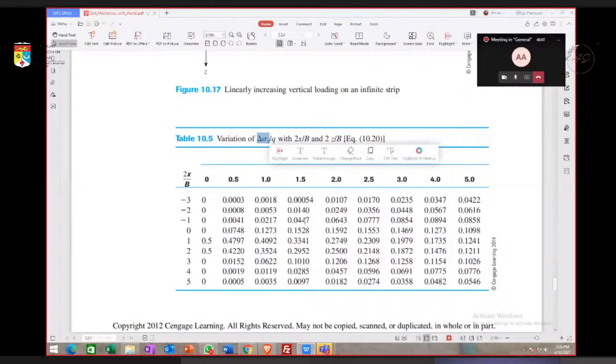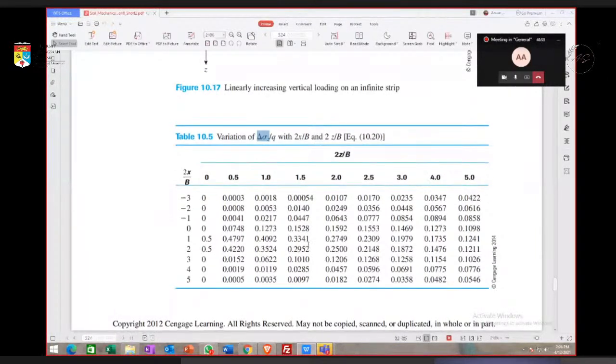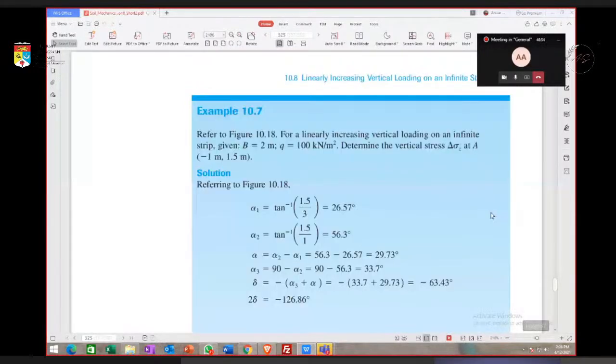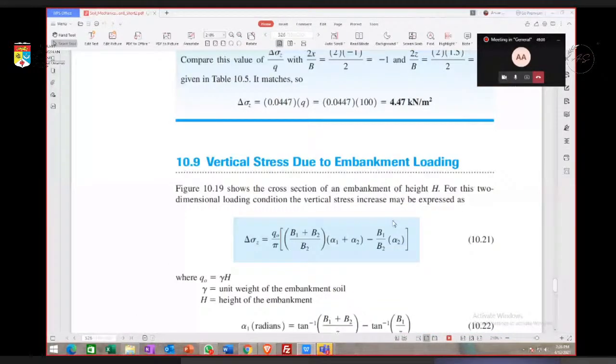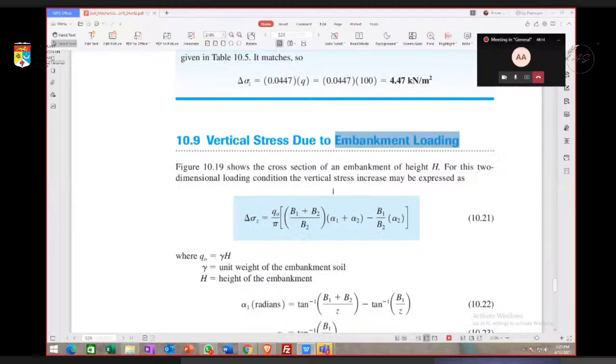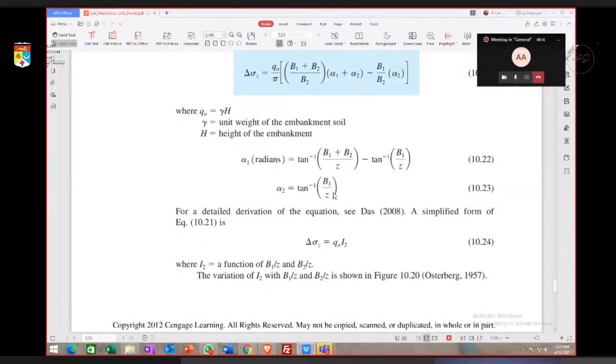And for 10.9, we need to find the increase in stress due to embankment loading. Embankment loading, so an embankment is like this one. This is half of the embankment, and we have another half symmetrical, like this one. So we just consider half of the embankment. Embankment in Bahasa is benteng.